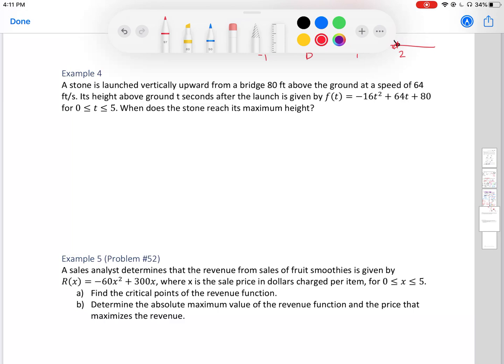So let's draw a quick image, a silly image, just so we can see what's going on. It's launched upward from a bridge, and it's going to go back down because of gravity, right? So we're trying to find its maximum height. This would be found by finding the derivative and trying to find some critical point. Okay, let's go ahead by finding the derivative of our function. So we have this function f. Let's apply the derivative. So f prime of t would be negative 32t plus 64. Let's set it equal to 0.